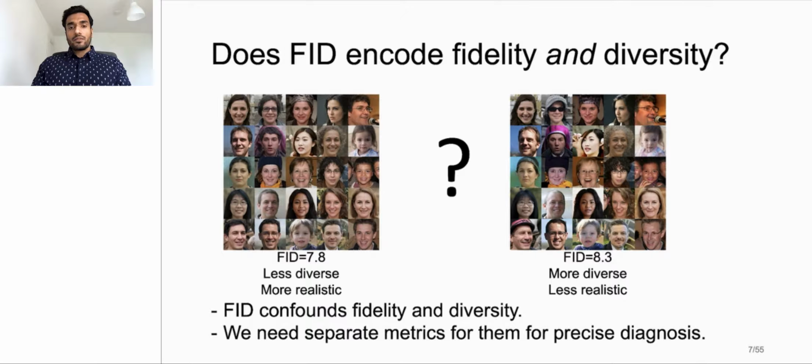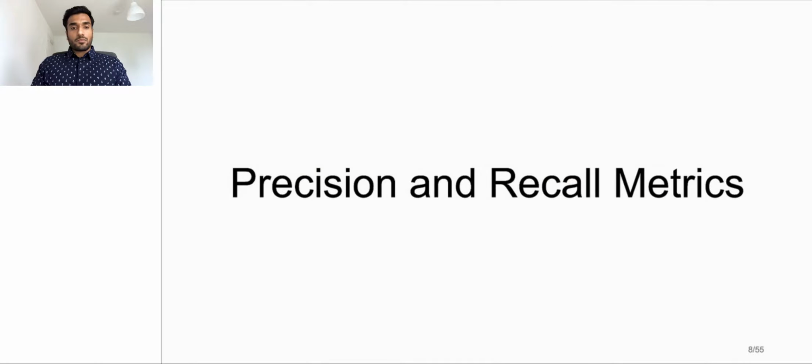However, when two different models get the same FID score, it's not possible to rank which is more diverse and which is more realistic without manually looking at the images. To diagnose these properties, precision and recall metrics have been proposed.